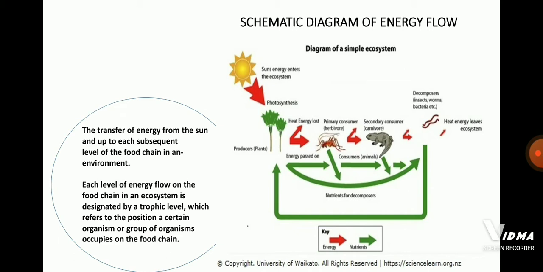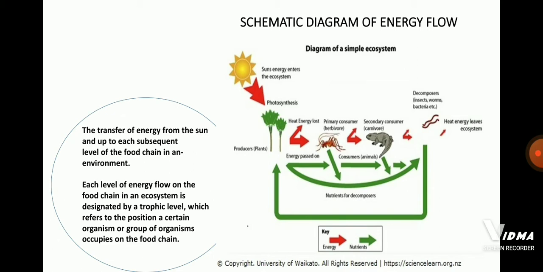So, the transfer of energy is from the sun and up to each subsequent level of the food chain in an environment. Each level of energy flow on the food chain in an ecosystem is designated by a trophic level, which refers to the position a certain organism or group of organisms occupies on the food chain.